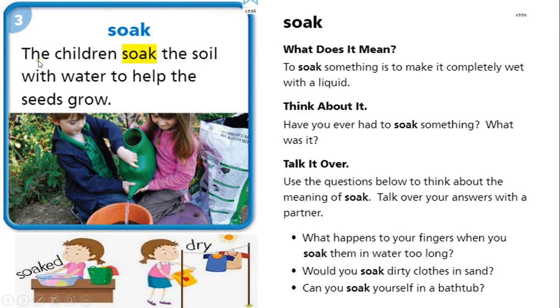Number 3. The children soak the soil with water to help the seeds grow. This is the soil. We put water on it and soak it with water, so we help the seeds grow. So anything you add liquid to and make it wet with liquid, it means soak. Soak. Repeat after me, please. Soak. What does it mean? To soak something is to make it completely wet with liquid. So for example, if you're washing the laundry, you soak it with water.